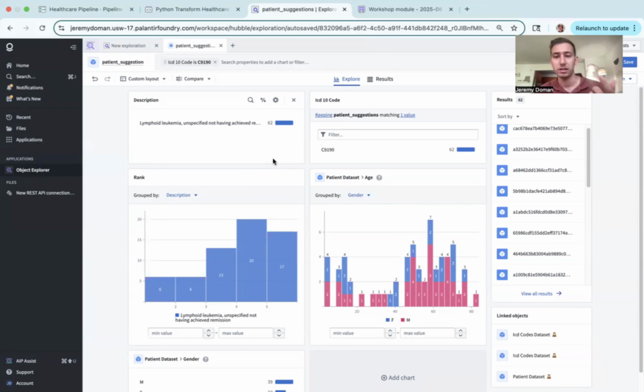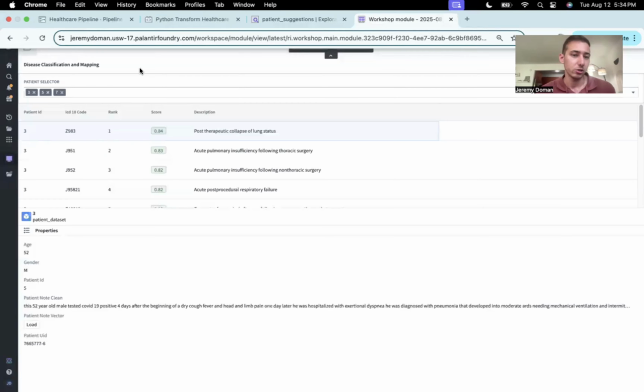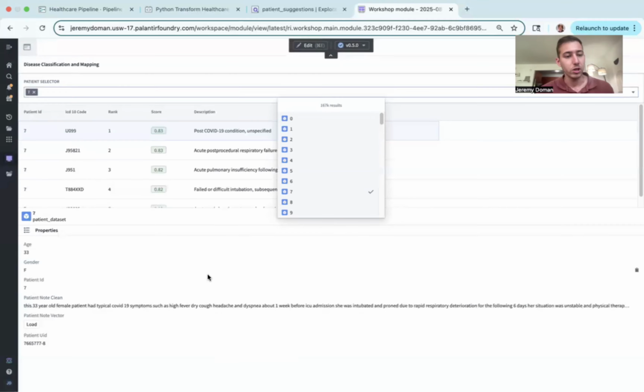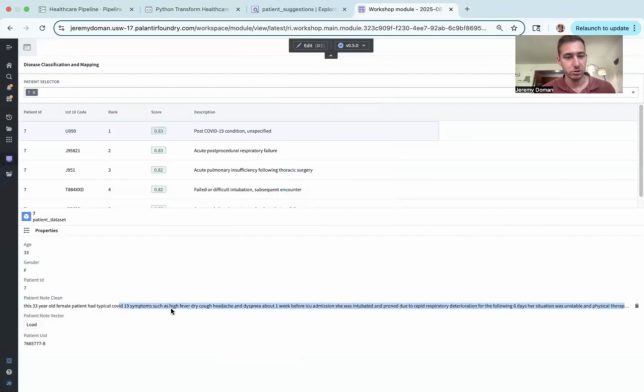I'm currently using the Ontology Explorer to better do some research when our end user would look at our application. So I'm going to come back to this page. In our Workshop module, I've already selected someone with a certain disease. So if we look at patient number 7, we can see they had certain symptoms. And our machine learning algorithm, it's sorted by rank. It is predicting what is the most likely disease that we think this person has, or what is the relevant ICD code. In my application, I can go to a specific patient and recall some of the notes and information I had about this person.